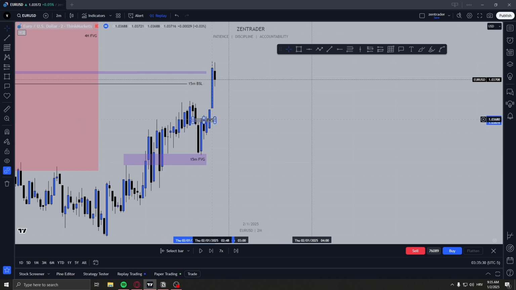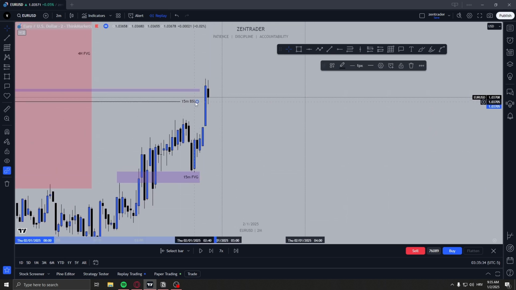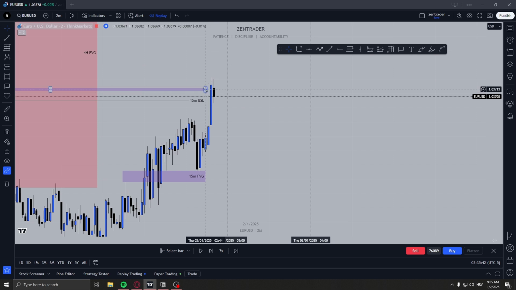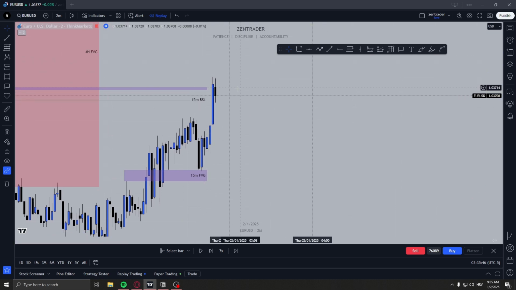Now the key thing is right here. You get a sweep of liquidity right here, so we can check that out. A variation into a fair value gap, we can check that out right here. Even if this fair value gap wasn't present, it was still good because we had this huge 4-hour fair value gap. Now, at this point, what you're looking at is a break of structure with a sweep of liquidity.